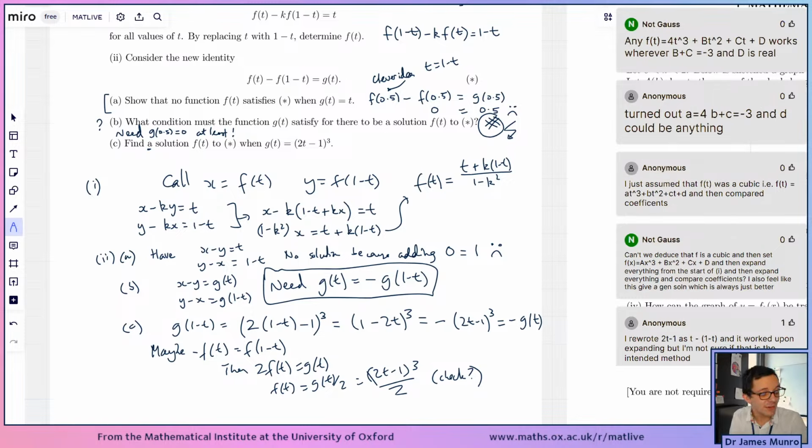Oh, and somebody else has got another thing. There's a comma, isn't there, in yours? a is 4, b plus c is minus 3. Cool. And d is any real number. Cool, so there are 2 degrees of freedom on your cubic. Right, so some of those have the symmetry f of t is equal to minus f of 1 minus t. I'm trying to think of how you would think of this. I'm not sure I've got a good answer for how you would think of this. Guessing that f looks a bit like g.